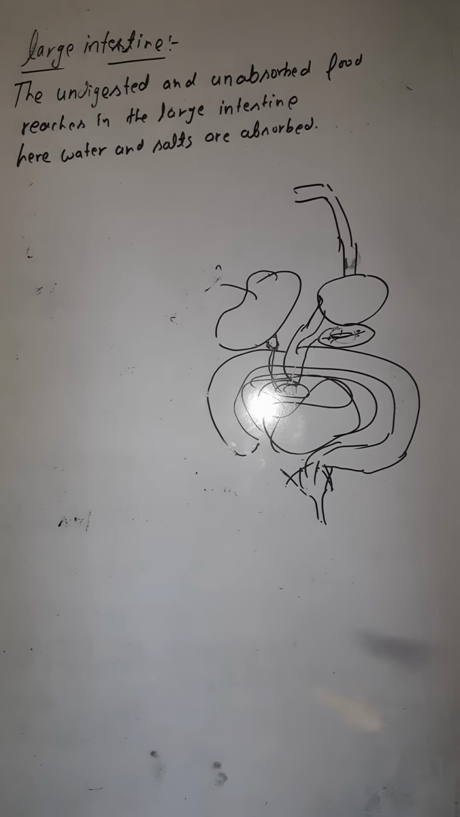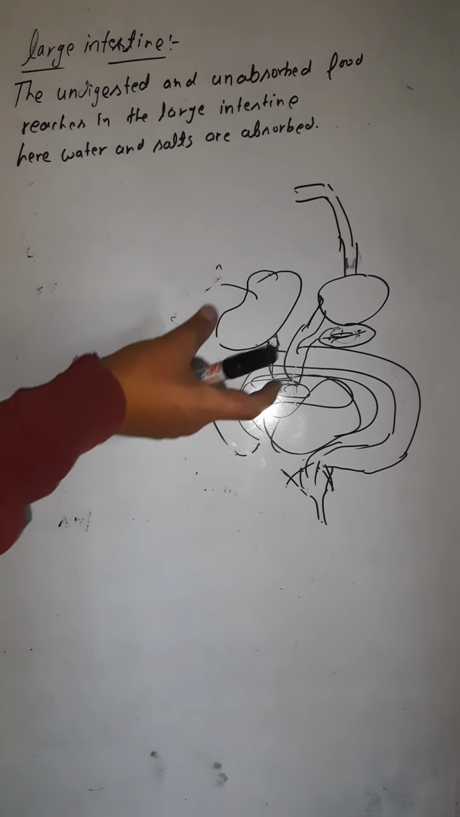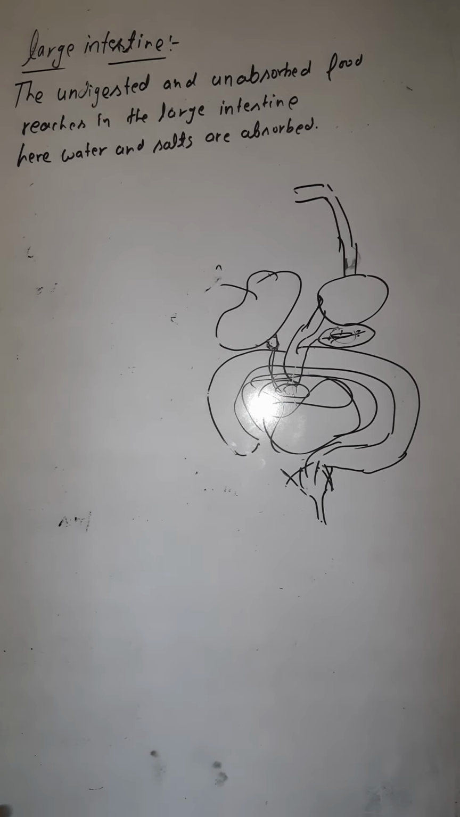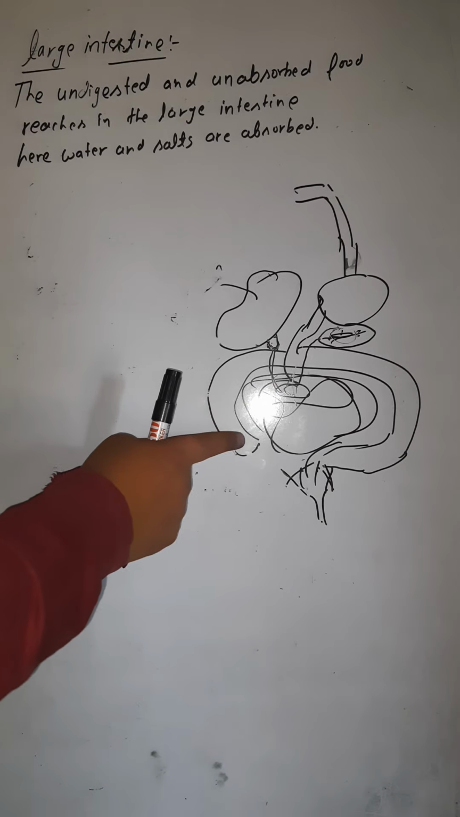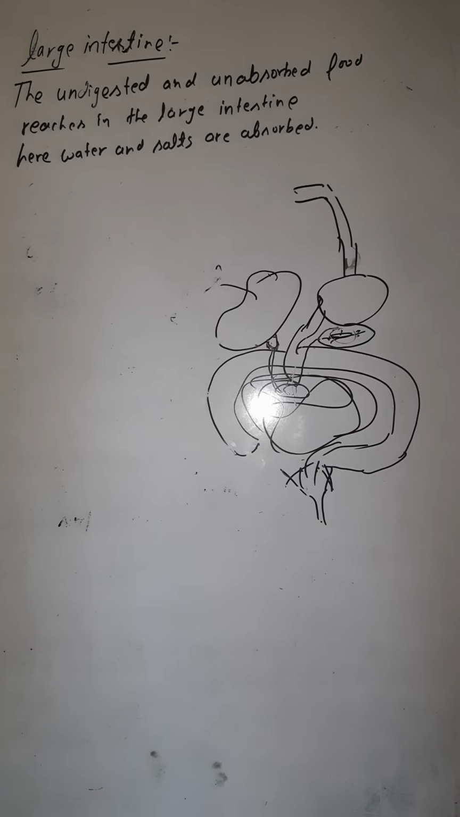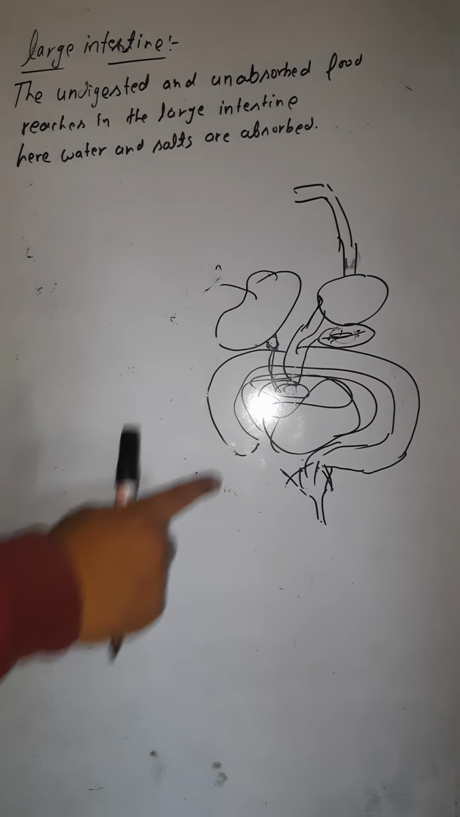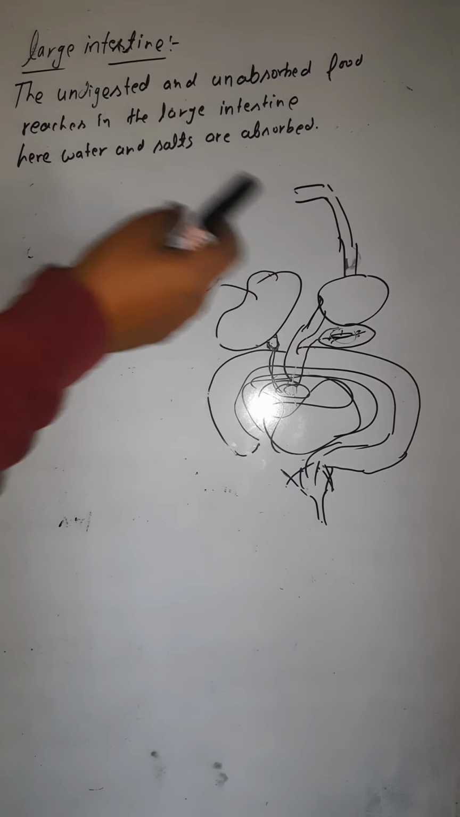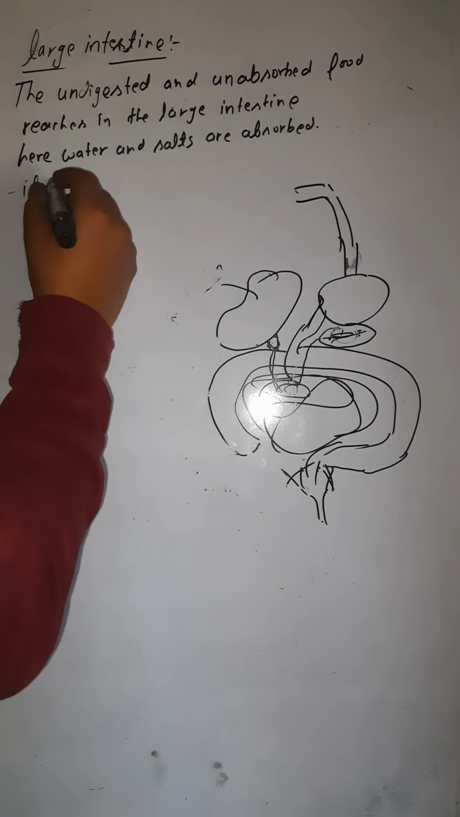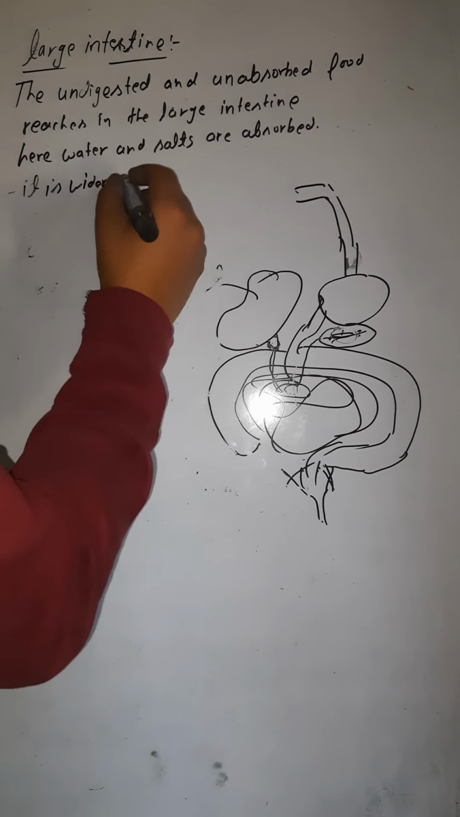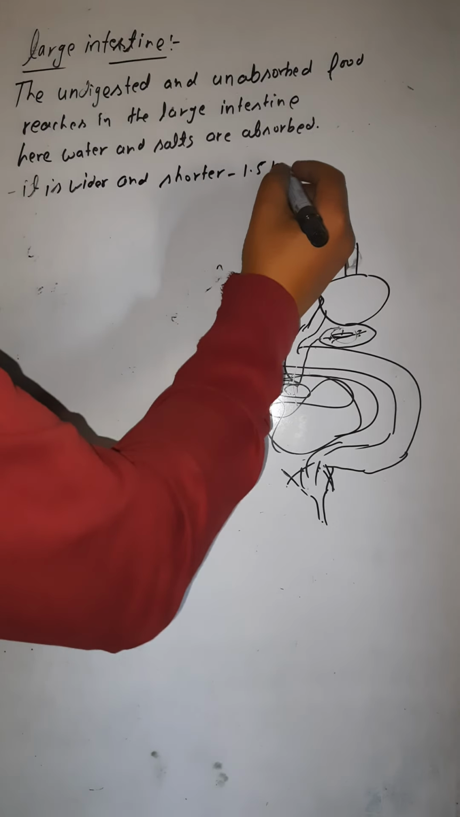Okay, so if you could see, this large intestine is not very large, rather it is very wide. It is very wide, and its length is only 1.5 meter. If you could see, the length of the small intestine is much more than the large intestine. The large intestine is wider and shorter, around 1.5 meter.